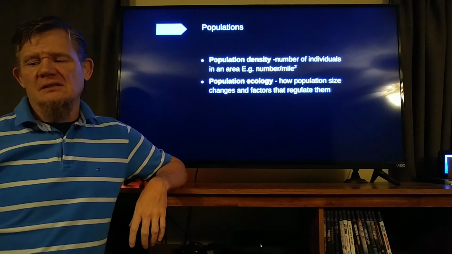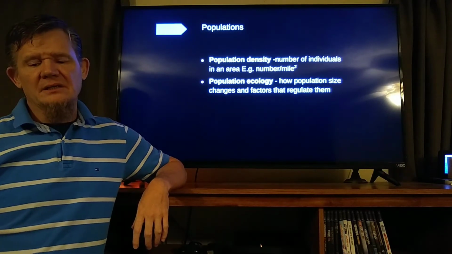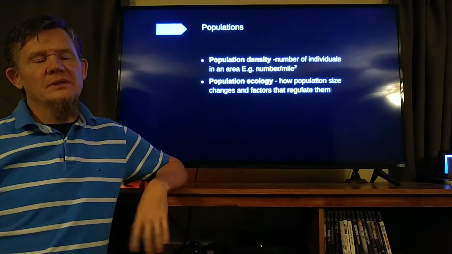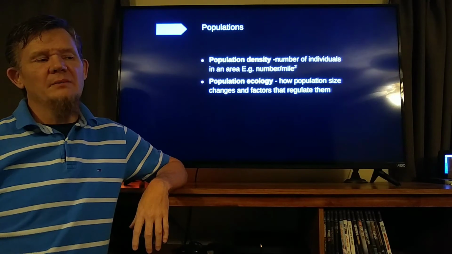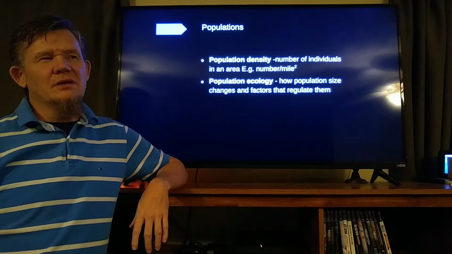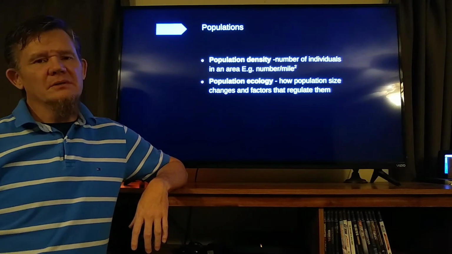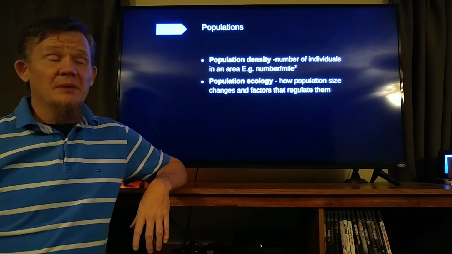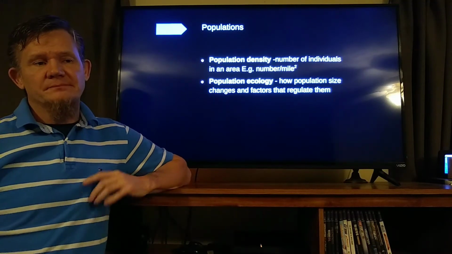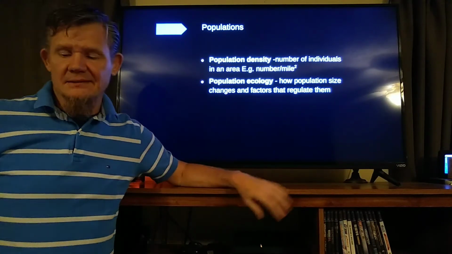Population ecology is the study of how population size changes, and the factors that regulate that change. It's not how an individual interacts with the environment, it's how the entire population of individuals interacts with the environment. One person interacting within a forest has limited impact, whereas 50 people interacting with the forest can have much greater impact. So population ecology asks how this particular population, this number of individuals, impacts the environment, and that's very dependent upon their density.